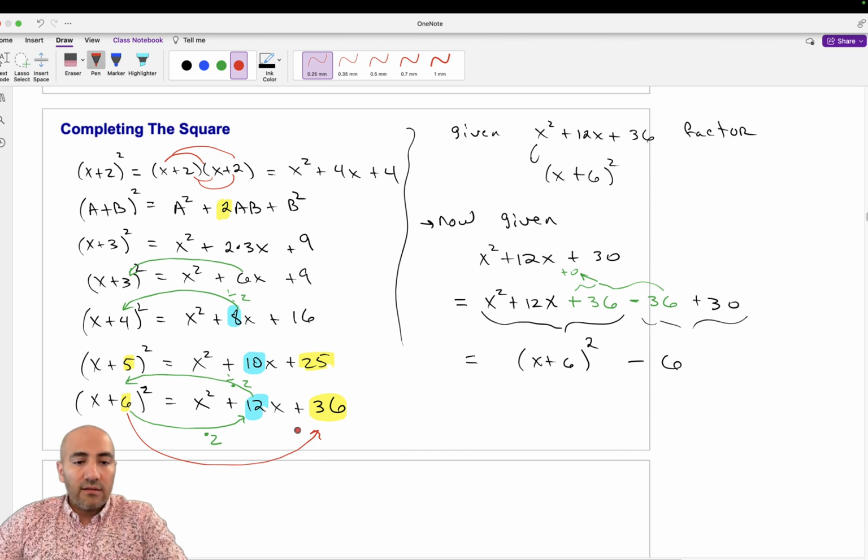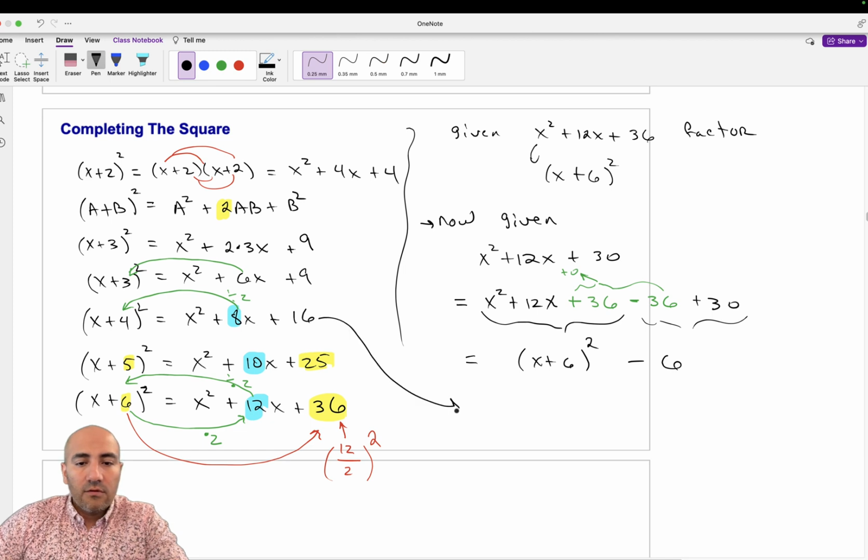Right? Notice that this is the 12. And then you divide that by 2, that gets you to 6. And then you square that, and that's the perfect number that you need to add. So add and subtract the 12 divided by 2, 6, squared, 36. That's how I know to do this value right in here. Good. So another quick example.